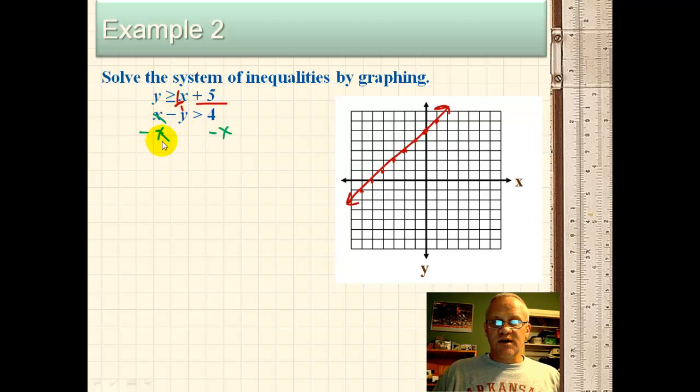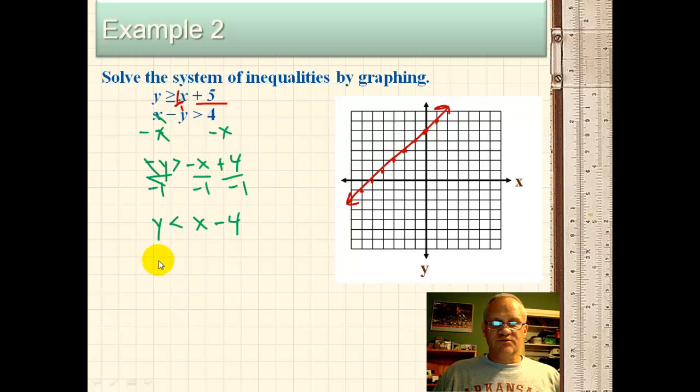Now, notice when we subtract x, we still have a negative left in front of the y, so we've got a negative y greater than negative x plus 4. How do we get rid of the negative? Divide by negative 1, which switches all the signs, and hopefully at this point an alarm bell is ringing in your head that says, oh, we're dividing by a negative. We also have to flip the inequality sign, so instead of greater than, it's going to be less than x minus 4. So that's what we're going to use to graph.